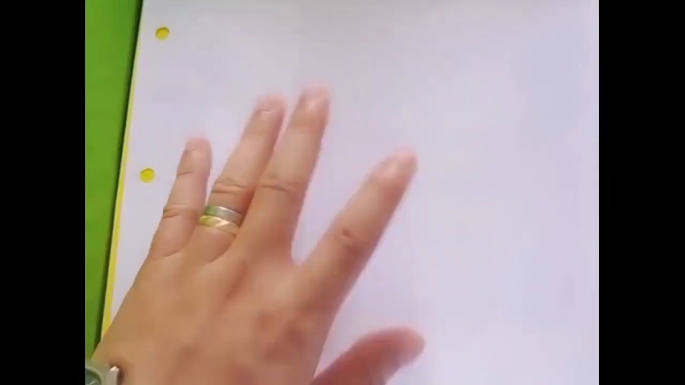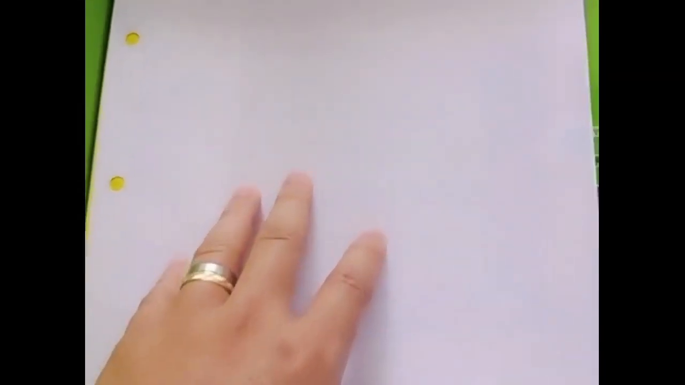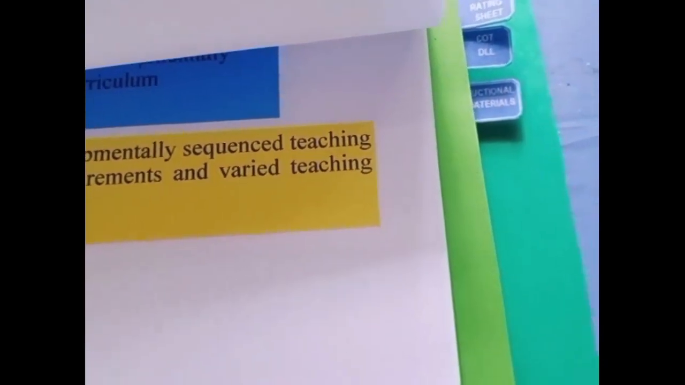So ayan, ito ulit ang COT rating sheet. And ayan, blanko siya, hindi ko pa siya nalalagyan. So ang lalagay ko na dito ay notes na pumunta doon sa air tags ng COT, DLL or instructional materials para masuportahan ko yung objectives.